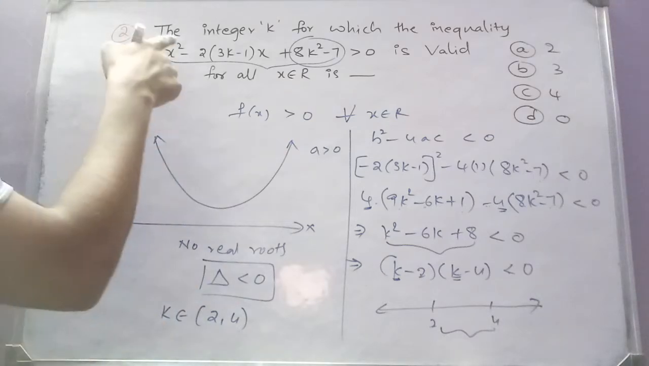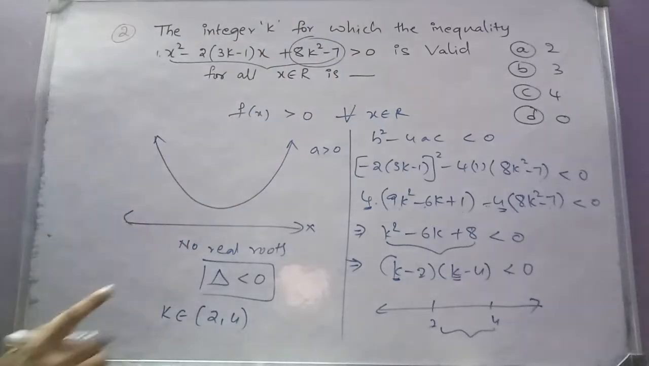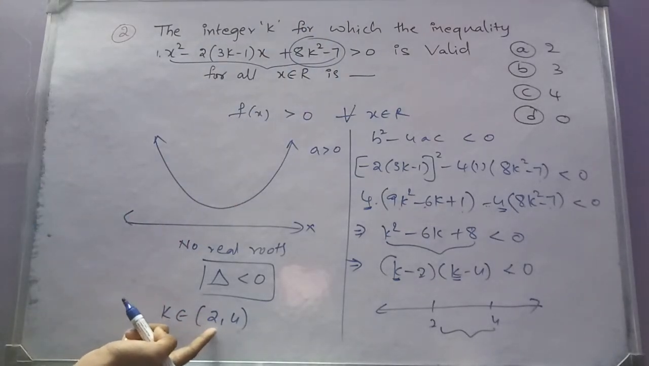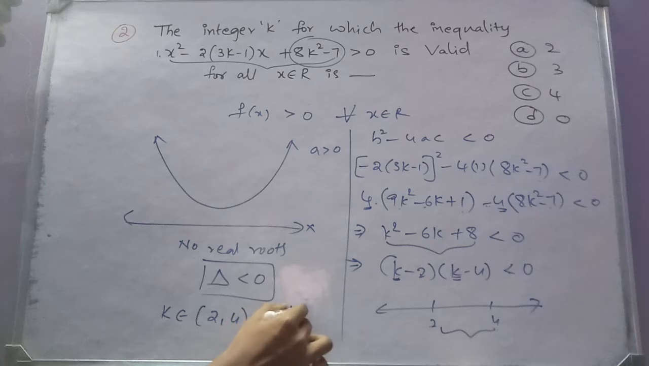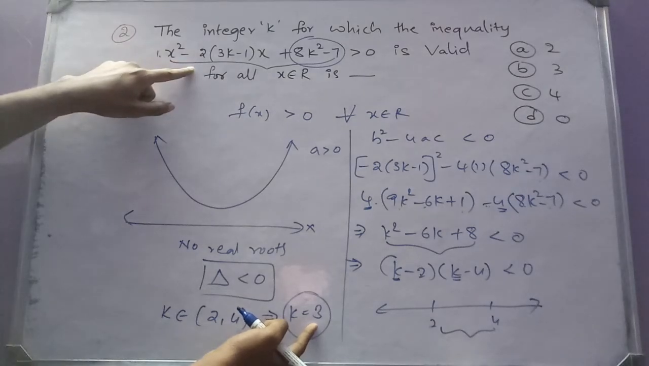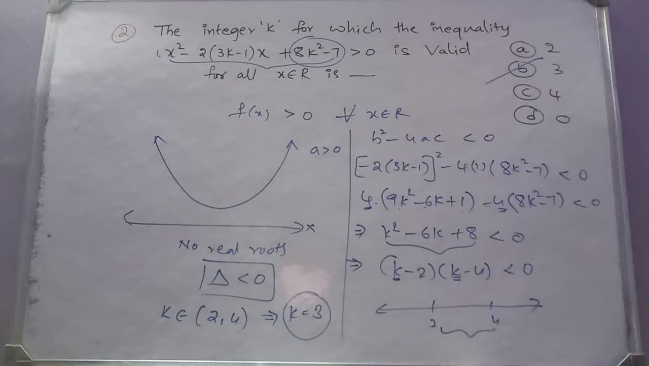And he is asking again, read the question, the integer k for which the inequality is valid. Integer k. Observe how many integers are present in this interval. The only integer present in this interval is k equal to 3. So that is the required answer. So the integer for which this inequality is satisfied is k equal to 3. That is the option, so second option.